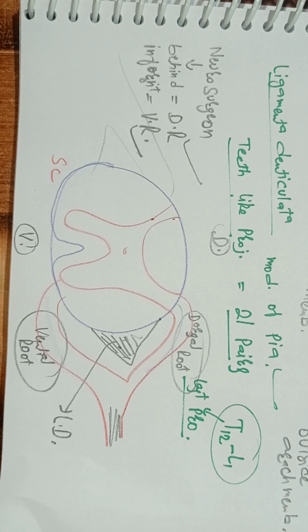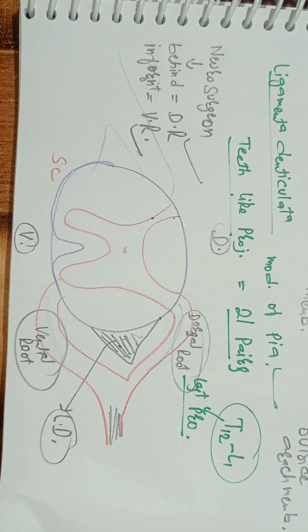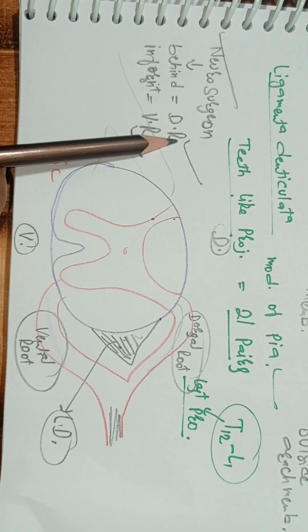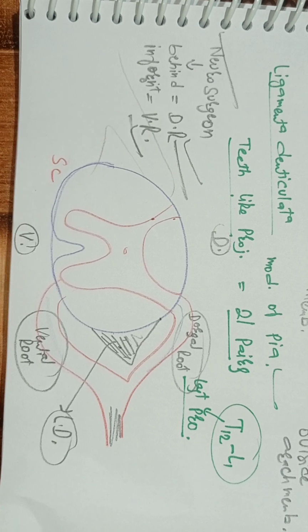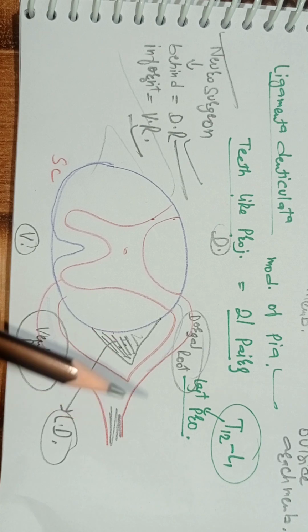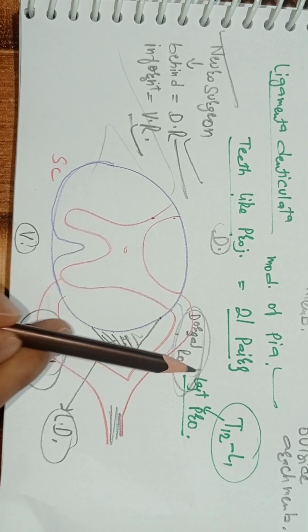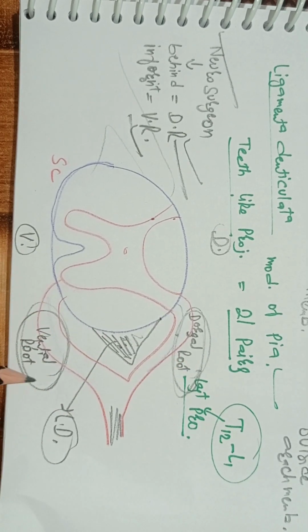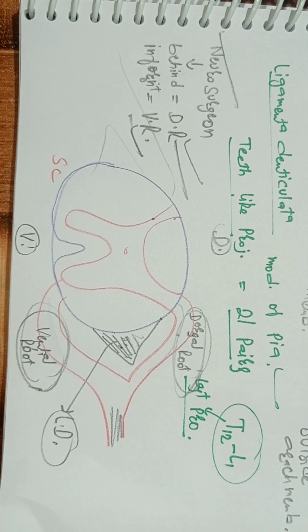For a neurosurgeon, it's an important landmark. This ligamenta denticulata is an important landmark because it tells the neurosurgeon the position of the dorsal root and ventral root of the spinal cord. This is the spinal cord I made. This is the ligamenta denticulata. Behind the ligamenta denticulata is the dorsal root, and in front of it is the ventral root. That is why it is an important landmark for neurosurgeons.